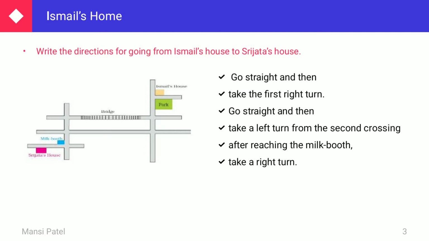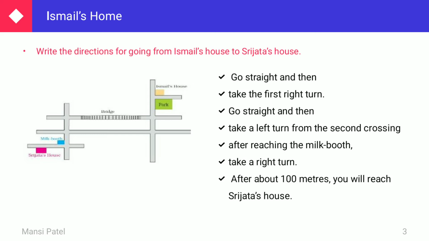After taking the right turn, they have to cross about 100 meters, or you can say approximately 100 meters, and there they reach Srijata's house. Now we can say that after taking the right turn, go straight for some meters. When they take the turn to the right hand side, at which side, your left hand side or your right hand side, is Srijata's house?